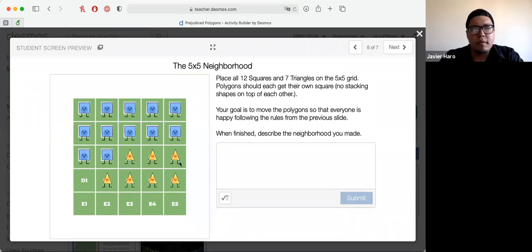Okay, so it looks like everybody is still happy. I think so. Yeah, I think everybody's still happy, right? This one, it looks like 3 neighbors are blue squares. This one has 2 neighbors and 2 neighbors. Looks good. This one has 4 neighbors and 4 neighbors. I think this does work.